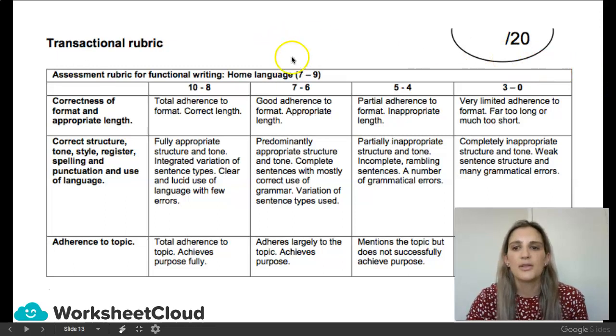Here's the rubric that I was referring to earlier. So we have 3 categories. The first one is correctness of format and appropriate length. So it's important that you adhere to the word count and that you also do the correct format. Correct structure, tone, style, register, spelling and punctuation, and use of language. So it's important, the register and the style and the tone.